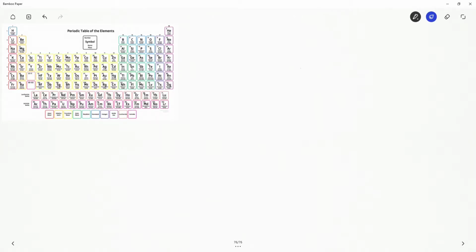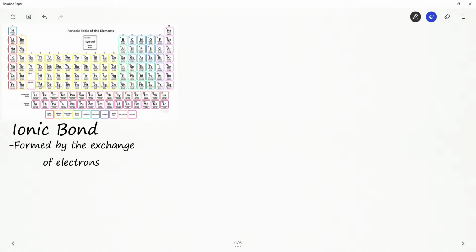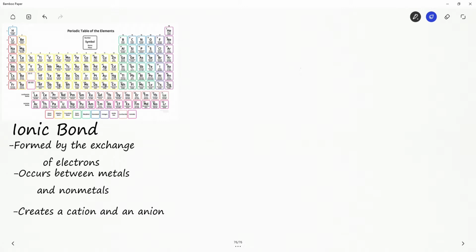Let's start by just defining what an ionic bond is. An ionic bond is a bond that is formed by exchanging electrons. Now this bond is formed between a metal and a nonmetal. An ionic bond has ions, so it's formed between a cation with a positive charge and an anion with a negative charge. And then those two ions are electrostatically attracted to each other.